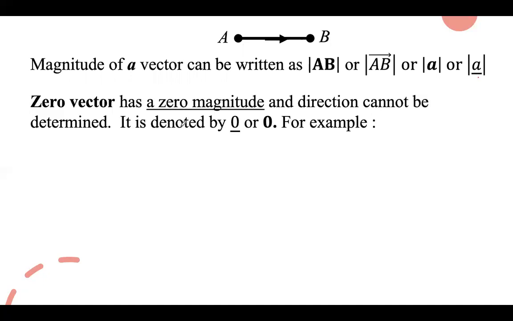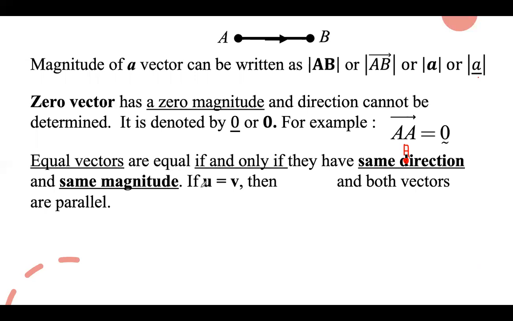A zero vector has a zero magnitude and direction cannot be determined. It is denoted by zero vector, for example, AA equals zero vector. If this is A, it means it's not moving at all. It still stays put at A. So there is no magnitude, no direction, and therefore the vector is a zero vector.